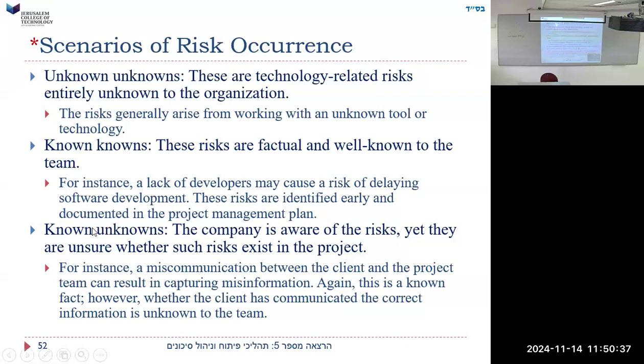And now another way of categorizing risks, which I call scenarios for risk occurrence. What are the scenarios? So there's unknown unknowns, and there's known knowns, and then there's known unknowns. Sounds like philosophy here. What are unknown unknowns? These are technology related risks entirely unknown to the organization. Risks that the organization doesn't know about. The risks generally arise from working with an unknown tool or technology.